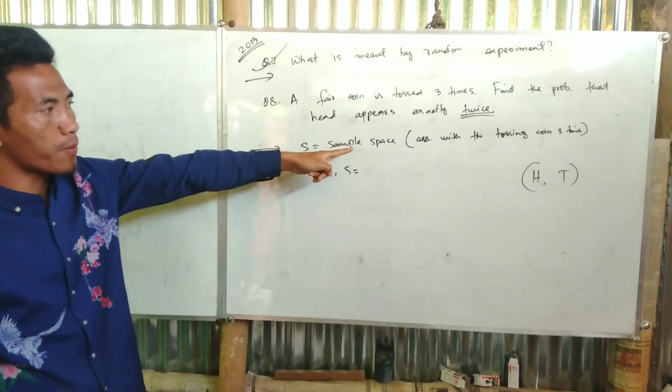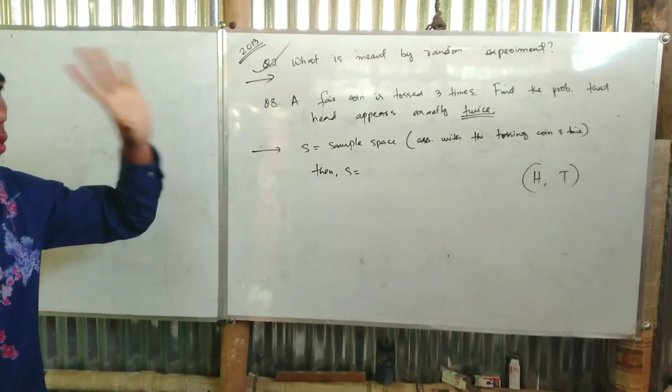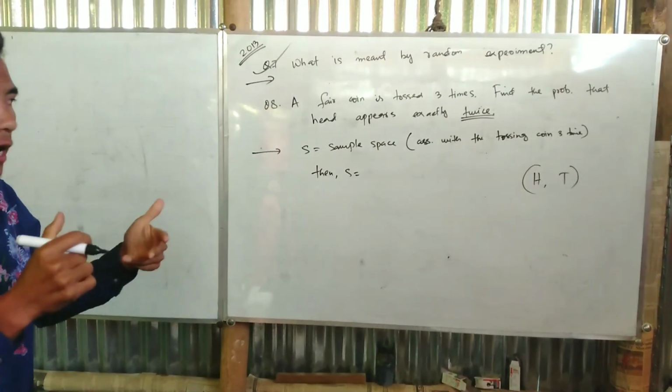If S denotes the sample space that is associated with tossing a coin 3 times, we are going to toss a coin 3 times.